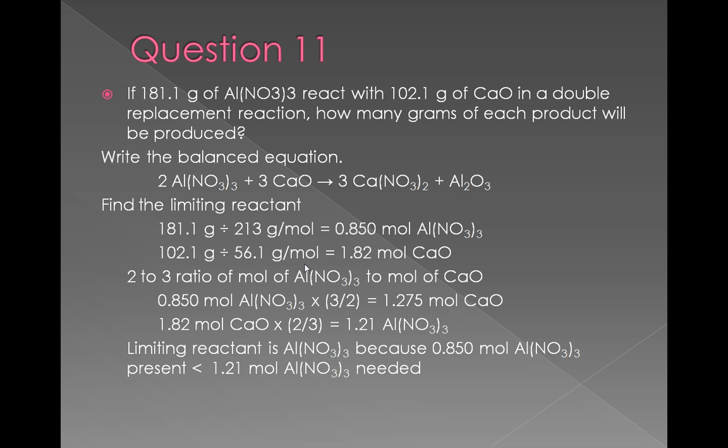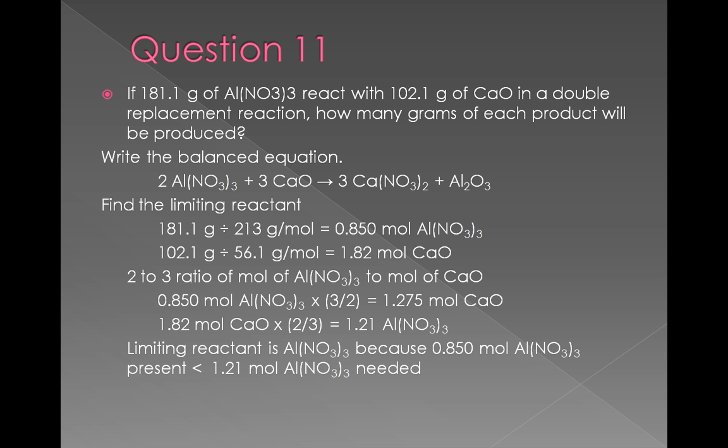of AlNO3. Then you do the same thing for the CaO, and you divide the 102.1 grams given to you at the beginning by 56.1 grams, which is the molecular mass, and that gives you 1.82 moles. And then there is a 2 to 3 ratio of moles of AlNO3 to the moles of CaO. To find out which is the limiting reactant, you multiply the 0.850 moles of AlNO3 times 3 over 2, which leads you to 1.275 moles of CaO.